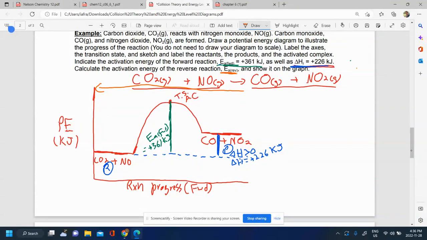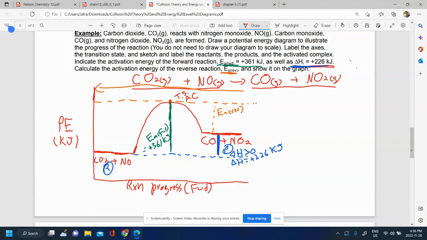So what we're going to be doing is the energy all the way from what were the products all the way up to the highest point. So I'm just going to make a little dotted line here just to show where the highest point was. And this will be our EA reverse. EA reverse. That there. Now, for the EA reverse, we want to calculate it. We want to see what it actually is.